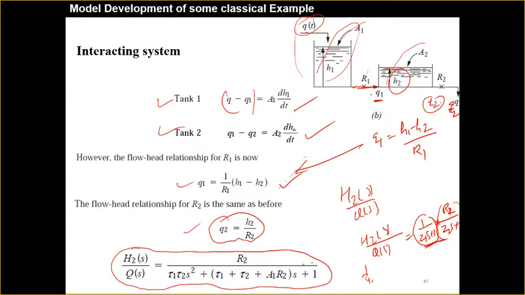It is also a second order system, but the nature, the equation of the two are different. Tau 1 into tau 2 s square plus tau 1 plus tau 2 plus A1 R2 into s plus 1. This is the characteristic equation of the interacting system.